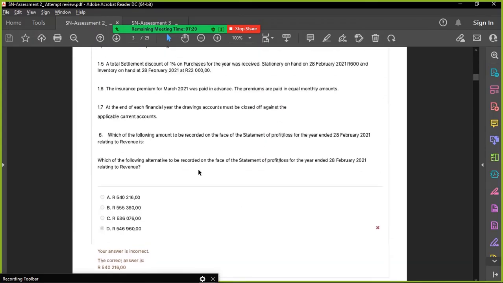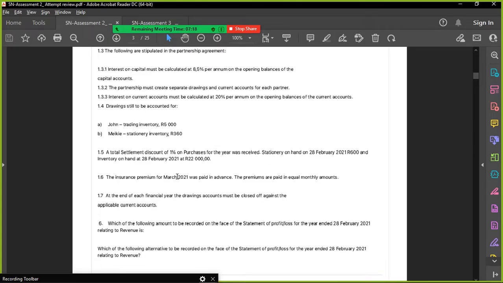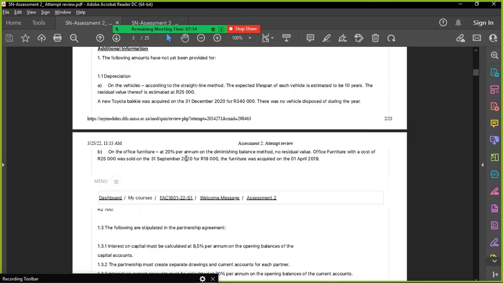But if you check the question, the way they worded it, it does say on the vehicles, the expected lifespan of each vehicle is estimated to be 10 years, and the residual value thereof is estimated to be 25. So I agree that maybe it shouldn't actually be applied to the new one, but the way they worded it kind of covers them there. They should have said this vehicle has the same residual as this vehicle. Yeah, I don't know. I just think it's a bit off.